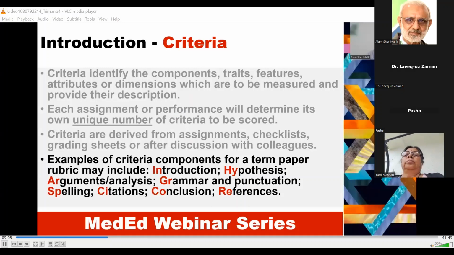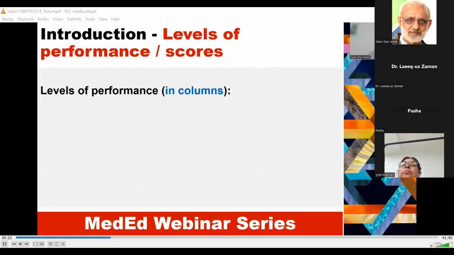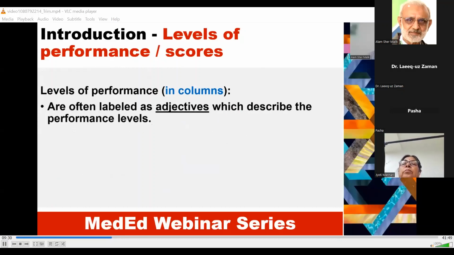Examples of criteria components for a term paper rubric may include introduction, hypothesis, arguments or analysis, grammar and punctuation, spelling, citations, conclusion, references. Next, level of performance. These are given in the columns. Levels of performance are often labeled as adjectives, which describe the performance level.